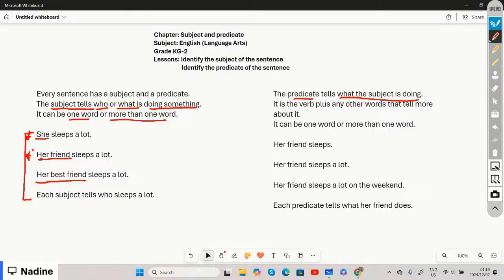All right, and we see that the predicate tells us what the subject is doing. And when it comes to the predicate, it is the verb plus any other words that tell us more about it. So the same as with the subject, it's not just one word, it's more than one word. We can even call it the verb, or the predicate, the action.